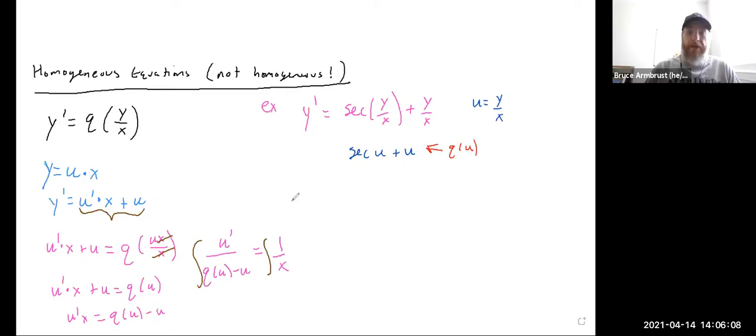But we saw that with the substitution, we can jump straight to this form. So it's going to actually look like u prime over secant of u plus u minus u equals 1 over x.